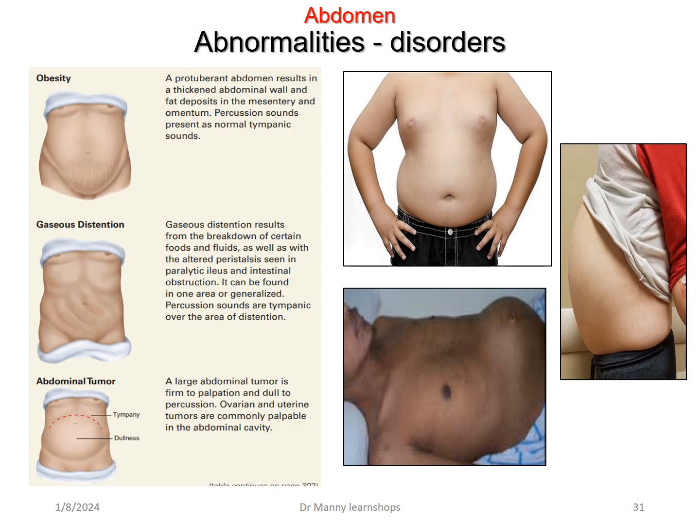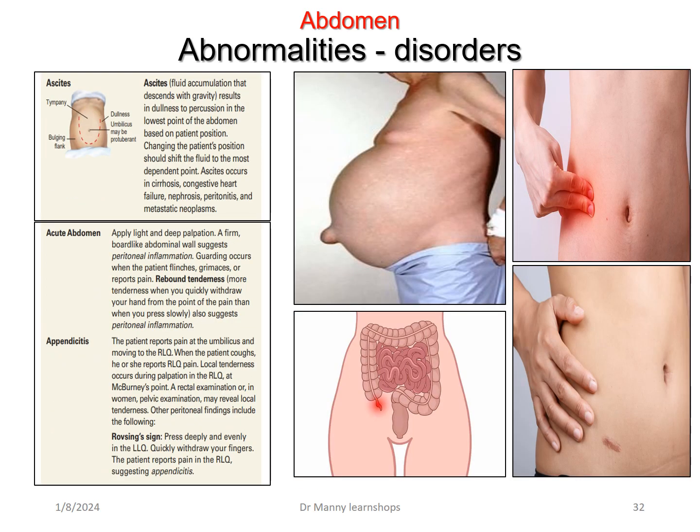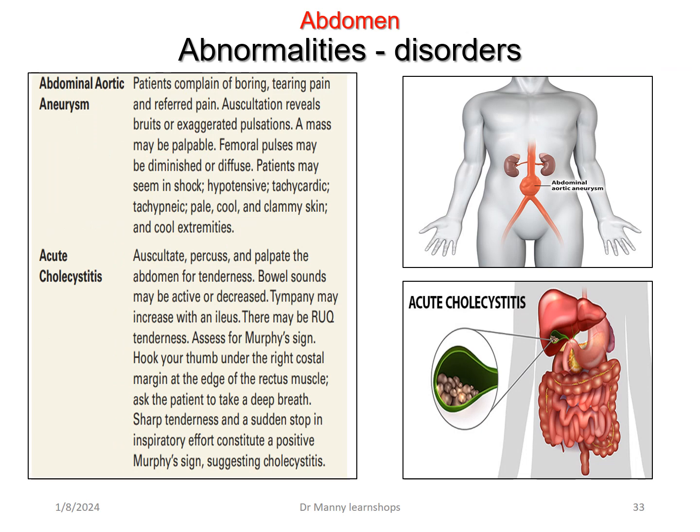Now, anomalies associated with the abdomen could include obesity, bloating as a result of gas distension, and abdominal tumour. It could demonstrate ascites or an acute abdomen, which relates to abdominal pain. It could also include appendicitis. It could also include a potentially life-threatening condition such as an abdominal aortic aneurysm and, as we indicated with Murphy's sign, acute cholecystitis.